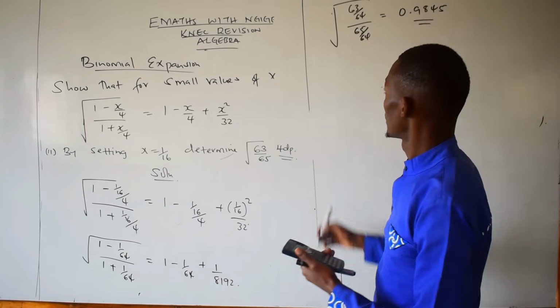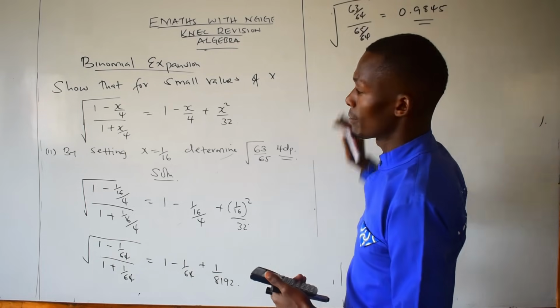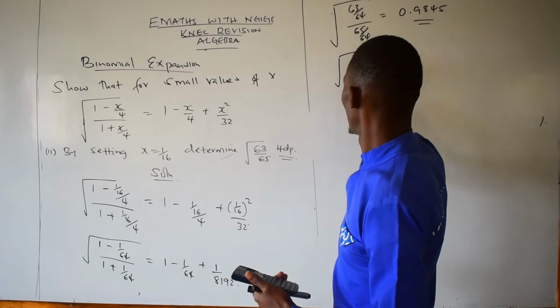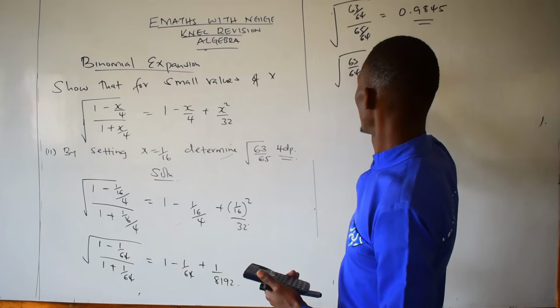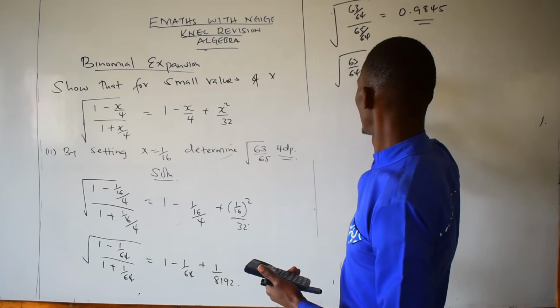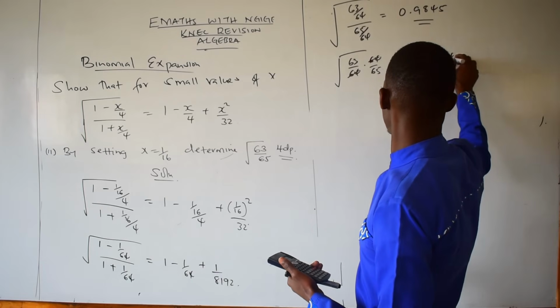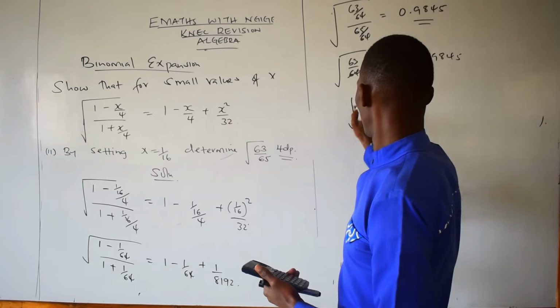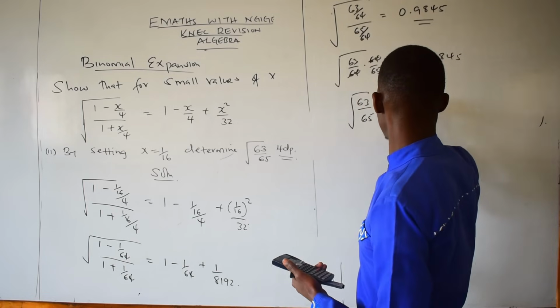So we have that. Now this fraction here, this is the same as saying when you have a fraction divided by another fraction, it's just the same as saying 63 over 64 multiplied by 64 over 65. That cancels with that, 0.9845.